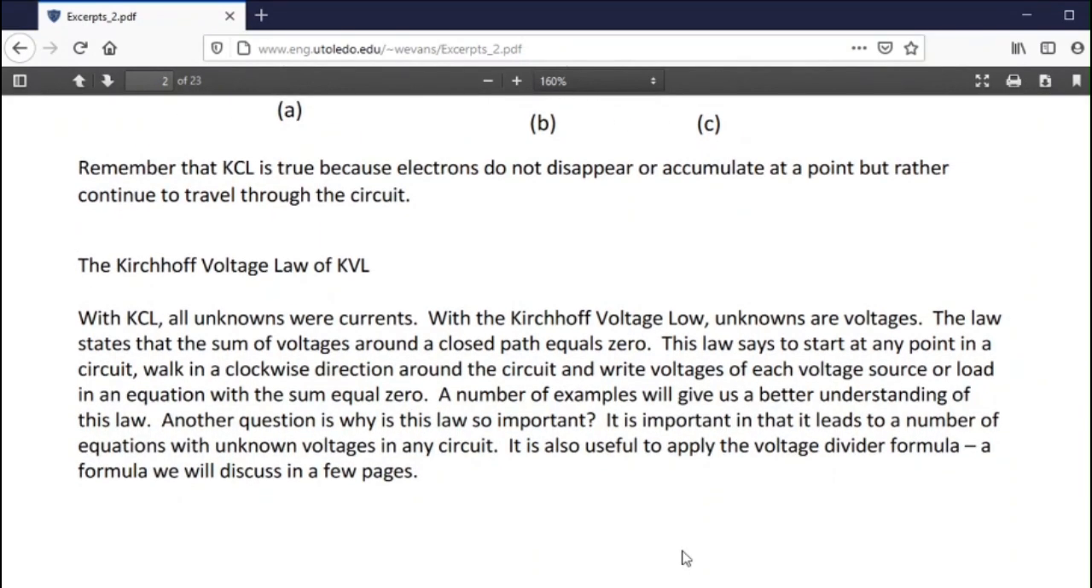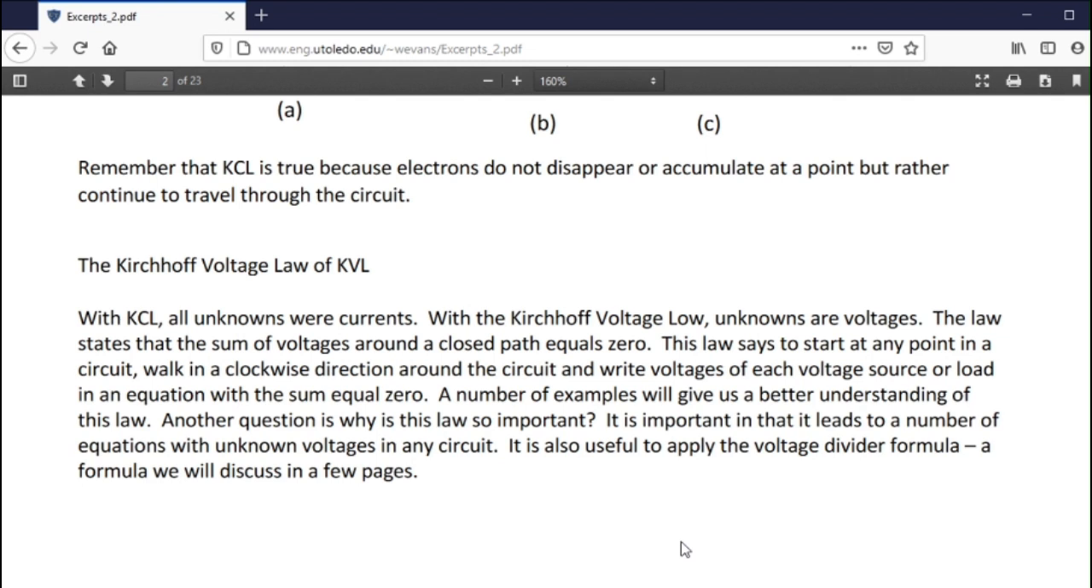There's another important law. Kirchhoff seemed to be a big gun in this, and he was, but basically he has two laws: Kirchhoff's current law and Kirchhoff's voltage law. KCL was for unknown currents, Kirchhoff's voltage law is for unknown voltages. KCL, current law; KVL, voltage law.